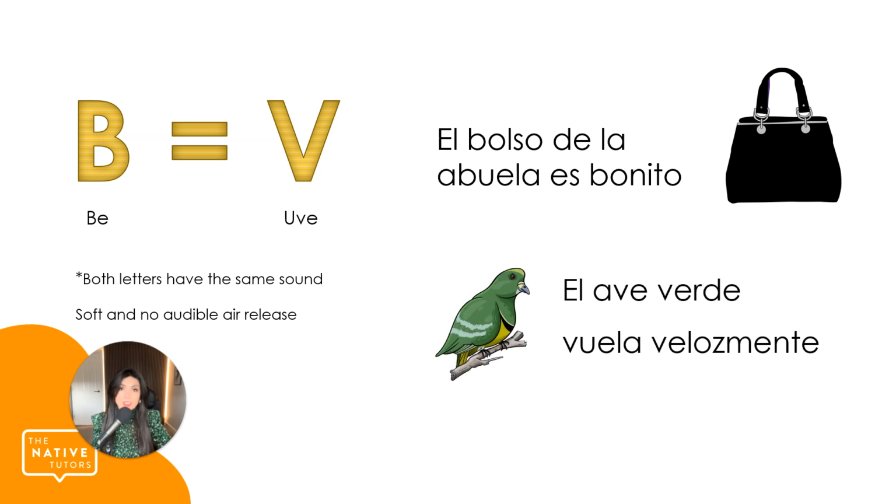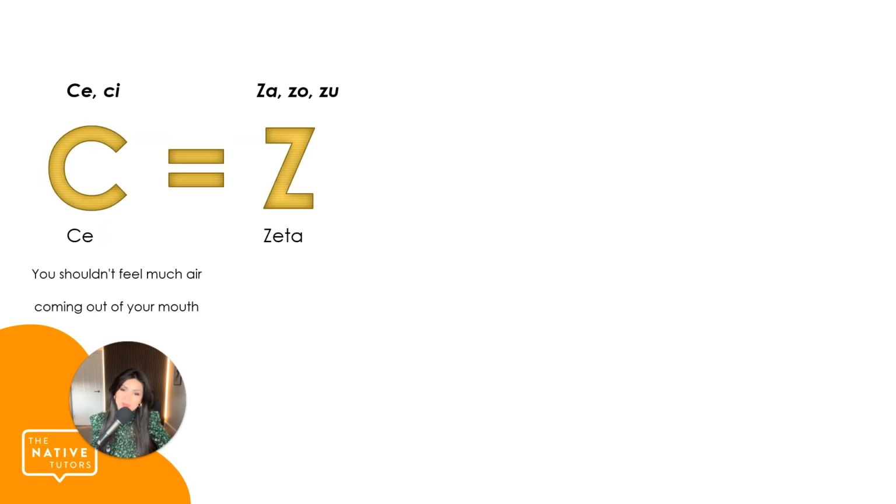El ave verde vuela velozmente. Otra vez. When I say otra vez, that means one more time. El ave verde vuela velozmente. Muy bien. Now you know the V sounds like a B.